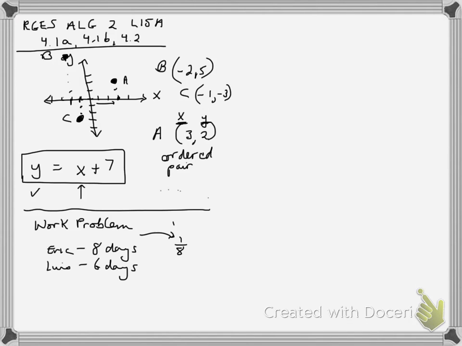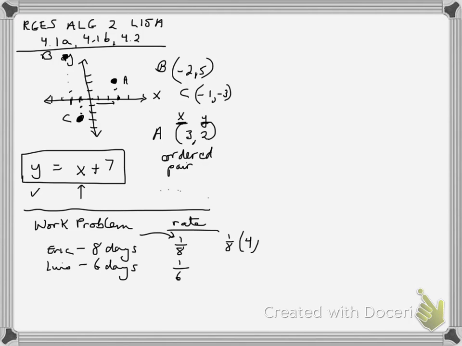Louis's rate, so we're talking about their rates, would be 1/6. 1/6 of the entire job in 1 day, 2/6 in 2 days, and we're asking how long would it take them if they're working together. Now, you realize that if I take the rate and multiply by the time, I get how much work I got done. So if my rate is 1/8 of the job per day, and I work on it for 4 days, I will have done 4/8 of the job, or 1/2 of the job.